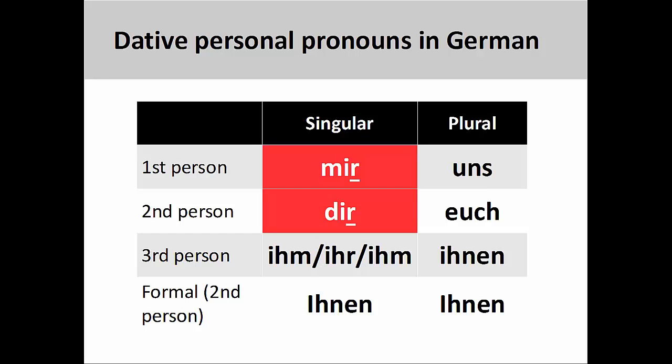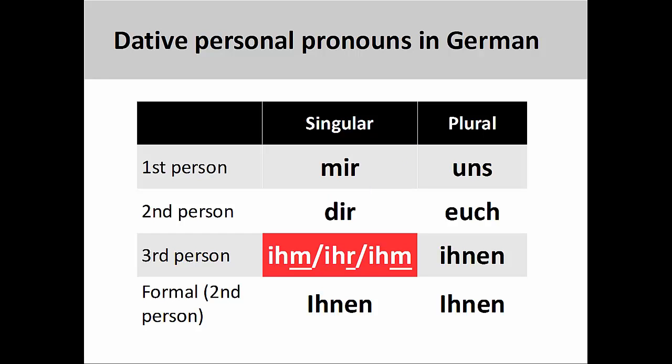The dative first person and second person singular forms are mir and dir. You will notice that the first part of these pronouns resembles the accusative forms, but that the dative forms both end in r. This ending always helps me in identifying these pronouns as being dative.